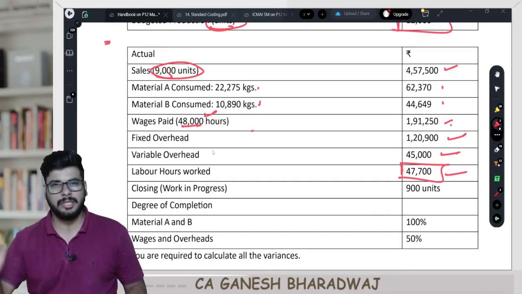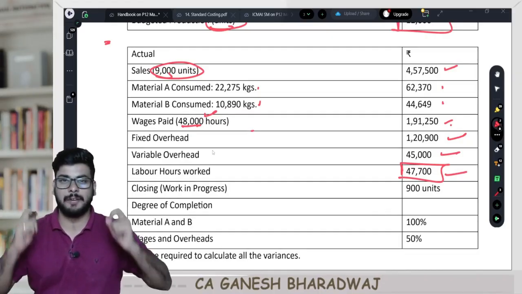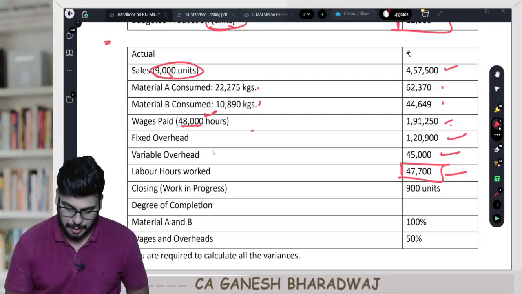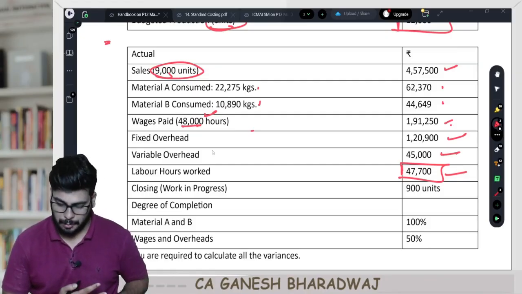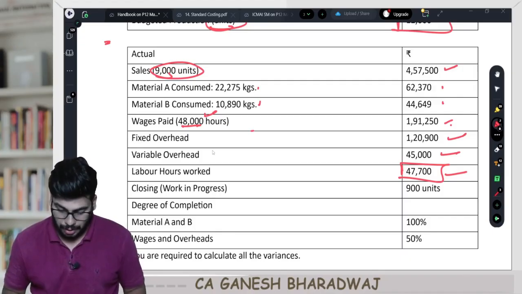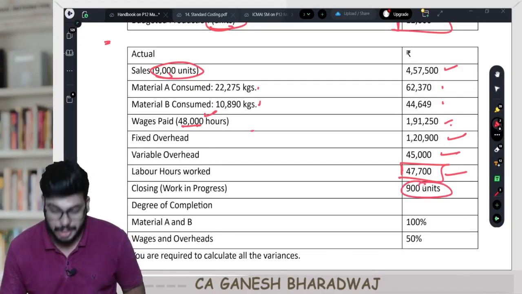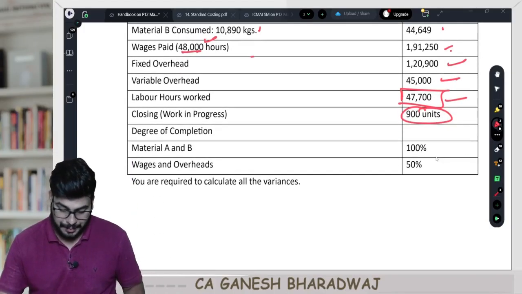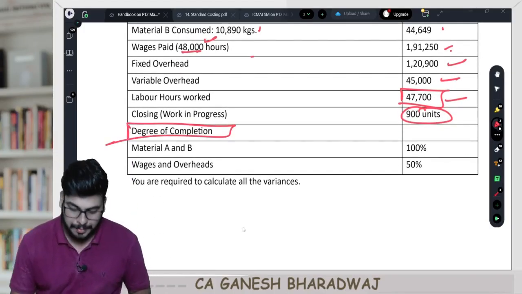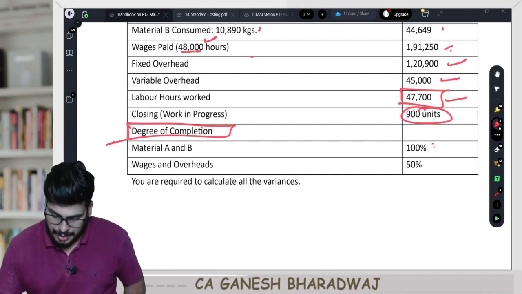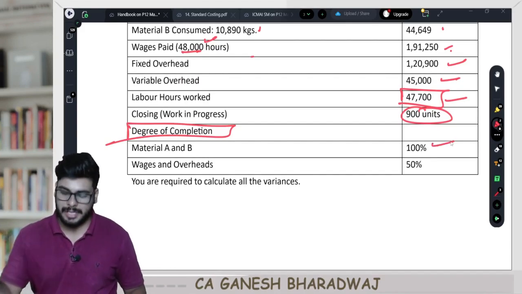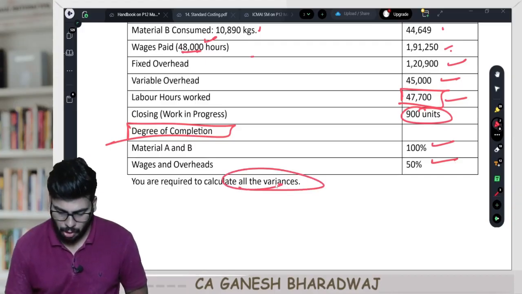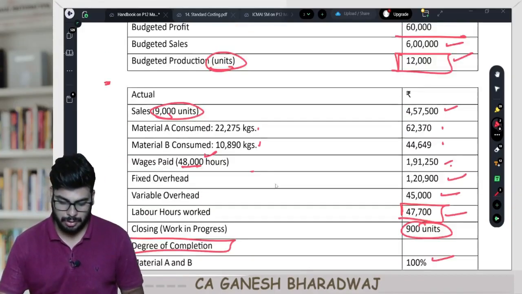Right now, very, very important and a beautiful and unique adjustment in this particular question is with respect to your closing WIP. Now, they have given that closing WIP is how much? 900 units. Obviously, WIP is incomplete units. They have given the degree of completion. With respect to material A and B, it's 100% complete. With respect to wages and overheads, it's 50% complete. Simple. You're required to calculate all the variances in this particular concern.